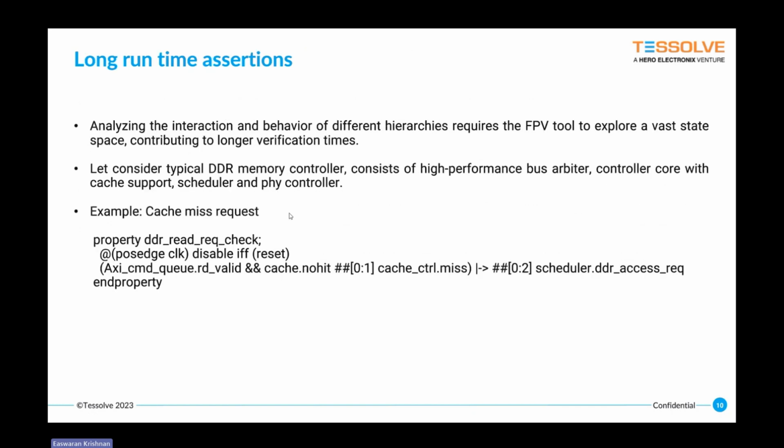And the next topic is how we can analyze assertions. There are scenarios where some checkers will run for a very long time. Analyzing interactions and behavior across different hierarchies requires a tool to explore a vast state space and to contribute to longer verification scenarios. Here, if you see, we have taken signals from different hierarchies, so it will take a long time to verify this property.